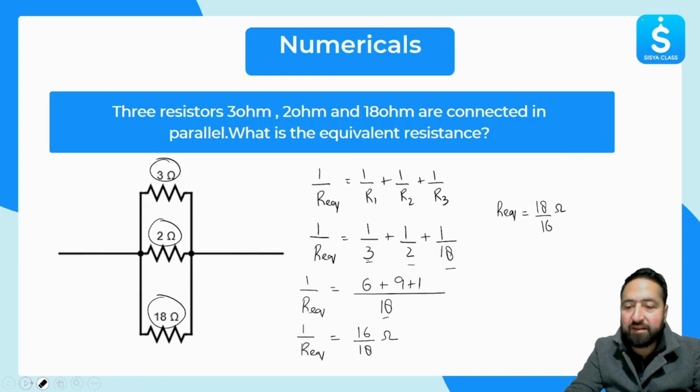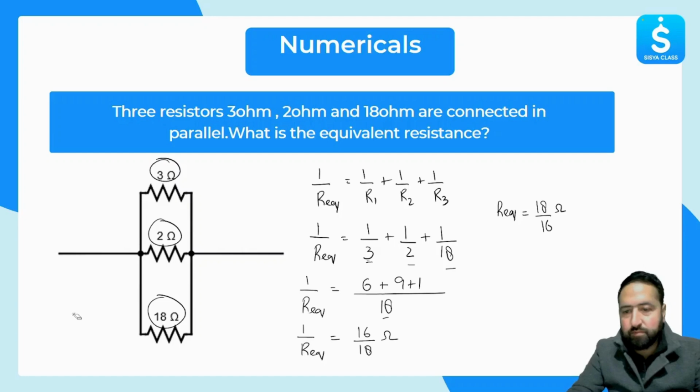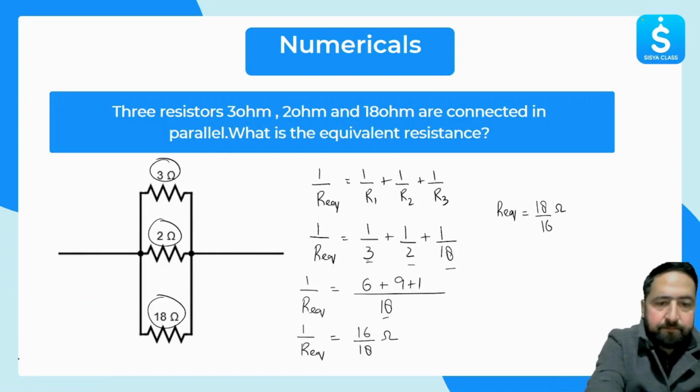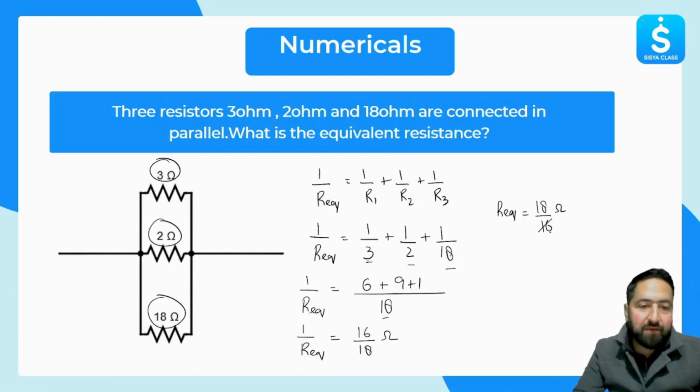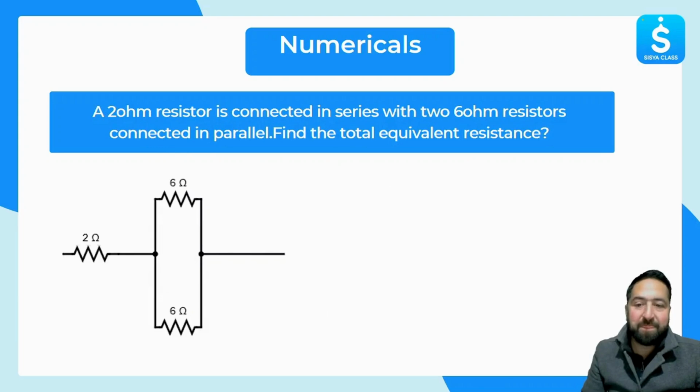Now you can simplify it. There is nothing wrong with that. After simplifying, 2 8s are 16, 2 9s are 18, so it comes out to be 9 divided by 8 ohms. So 9 by 8 ohms is the equivalent resistance of these three resistances. Okay, good. Shall we move to the next question? Let us see.